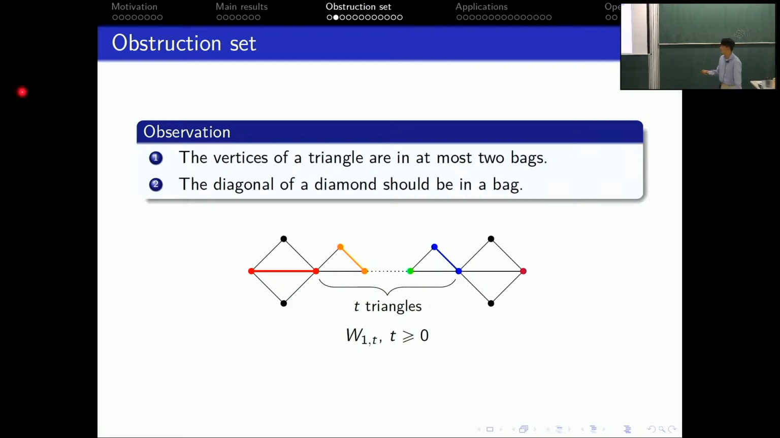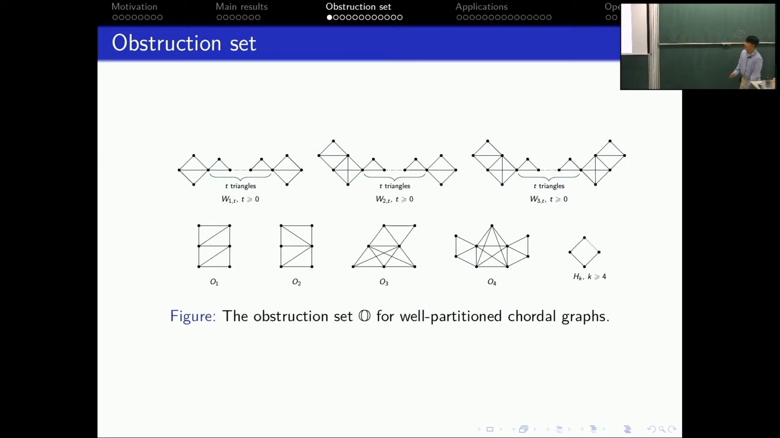Then you can easily see that this graph is not a well-partitioned chordal graph, because these 2 vertices should be in the same bag. But then this vertex is not in the same bag because each bag is a clique, right? So they should be in the same bag, and same bag. But then there is no bag for this vertex to be inserted. Likewise, we can easily verify they are actually obstructions. Like this O2, these 2 vertices should be in the same bag, and these 2 vertices should be in the same bag because they are diagonals of diamonds. But then these 3 vertices do not form a clique, right? So that's why this graph is an obstruction.